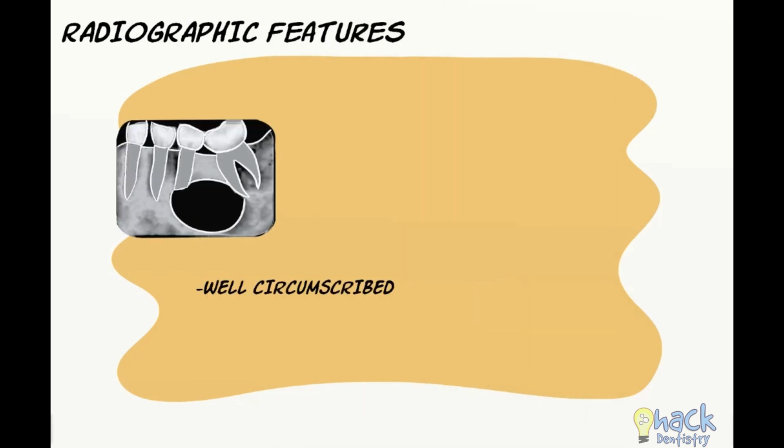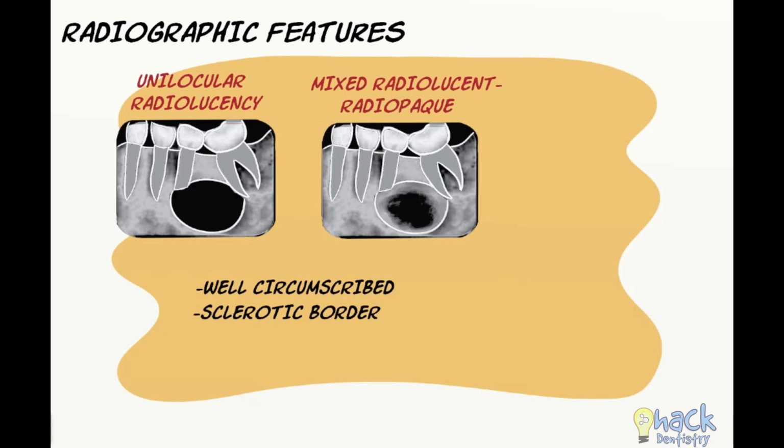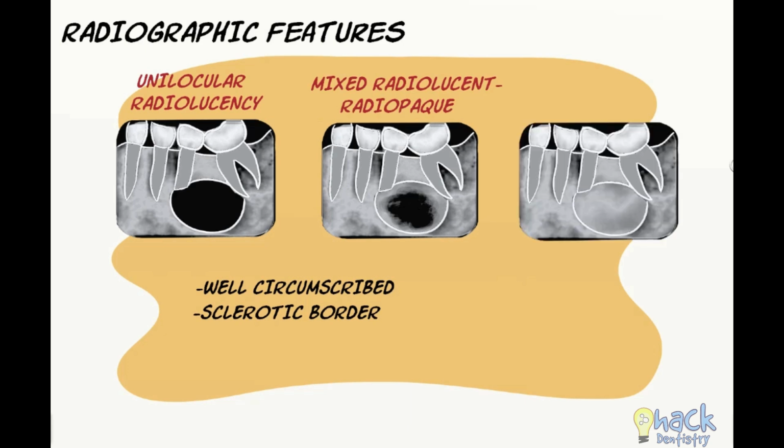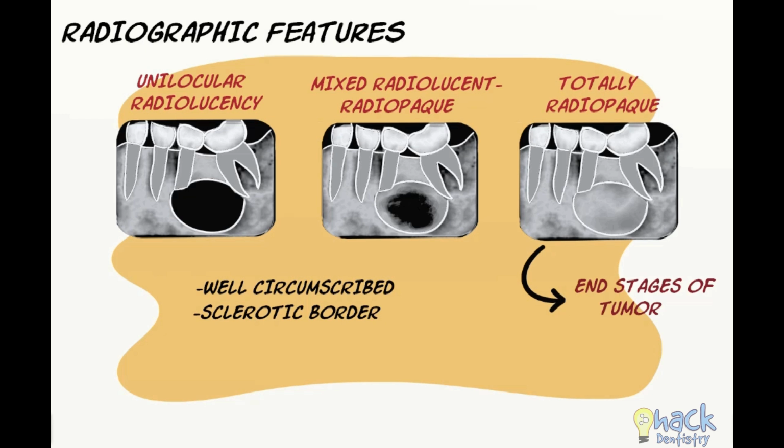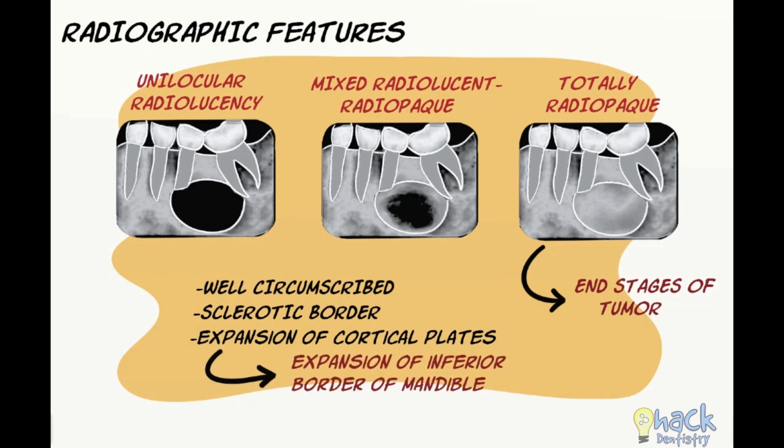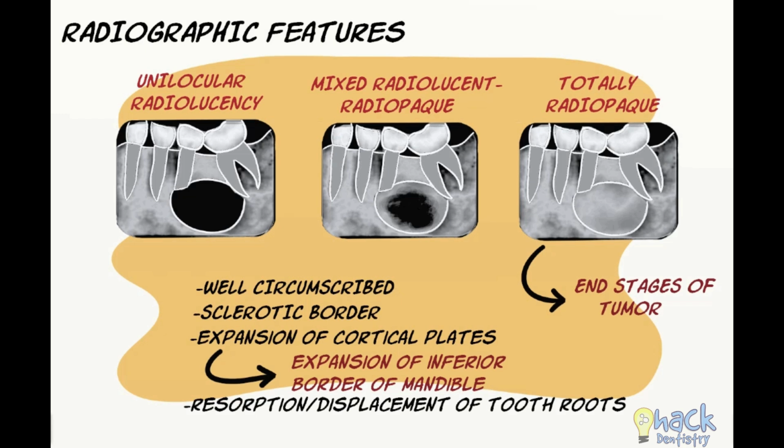Radiographically, ossifying fibroma is a well-circumscribed lesion with sclerotic border. It usually shows a unilocular radiolucency or a mixed radiolucent radiopaque pattern. End stages of the tumor may also show a complete radiopaque lesion. The tumor causes expansion of cortical plates and characteristically may also cause expansion of the inferior border of the mandible. Resorption or displacement of tooth roots may also be seen.